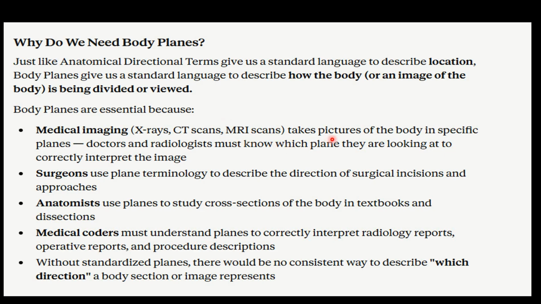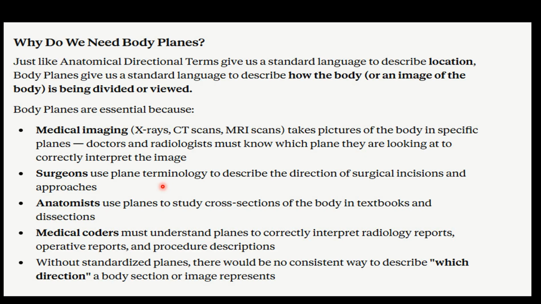Body planes are essential because medical imaging like X-rays, CT scans, and MRI scans takes a picture of the body in a specific plane. Doctors and radiologists must know which plane they are looking at to correctly interpret the image. So to understand medical imaging, we should know about these body planes. Similarly, surgeons use plane terminology to describe the direction of surgical incisions and approaches. So for that reason also, surgeons should know the terminology related to body planes.